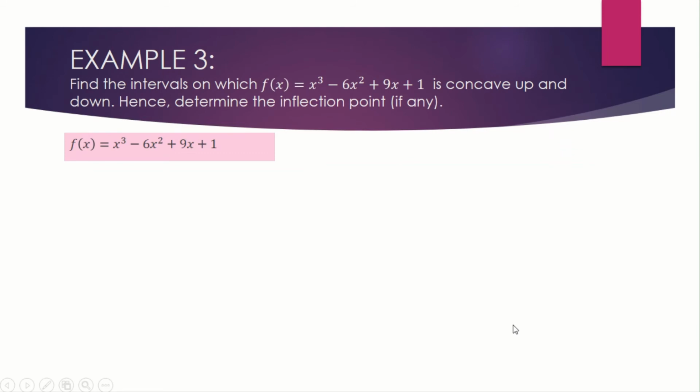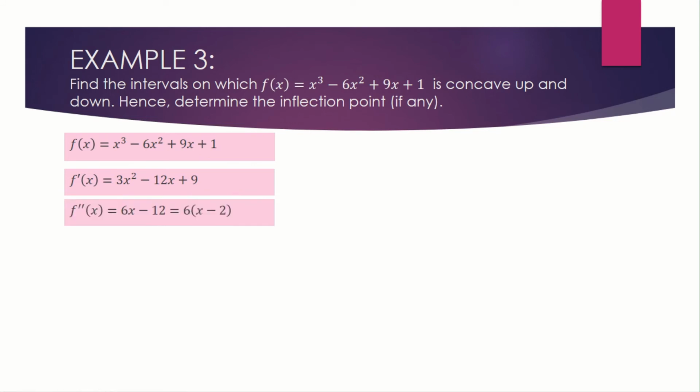Okay, now we look at the third example, where we want to find the intervals on which f(x) is concave up and concave down, and we also want to determine the inflection point if it exists. The function is given as x cubed minus 6x squared plus 9x plus 1. So the first step, we need to find f prime x. So this is f prime x. Then we find f double prime x.